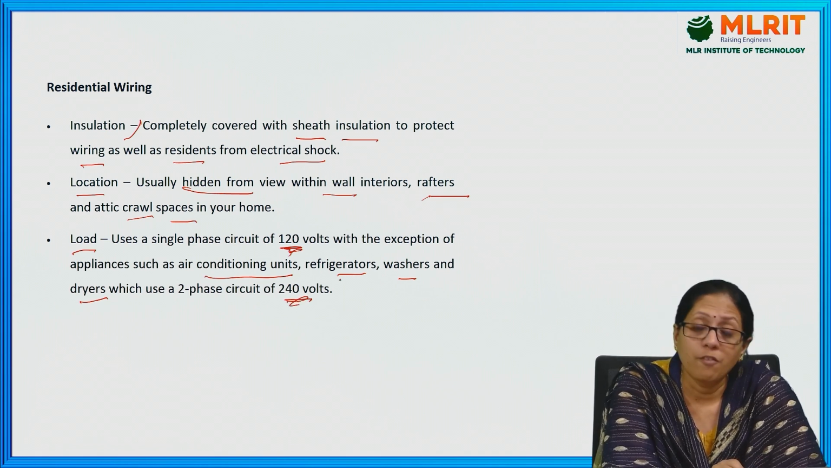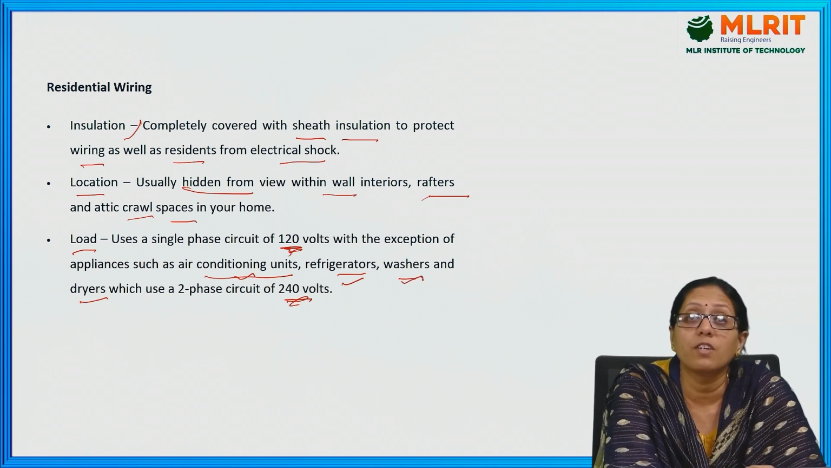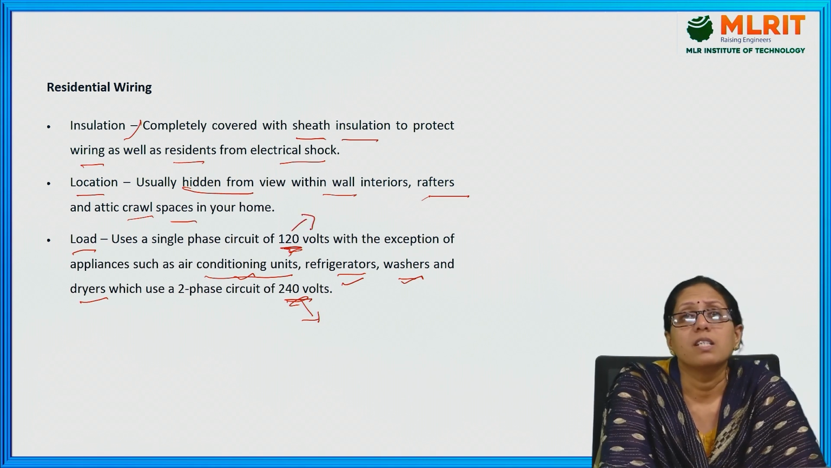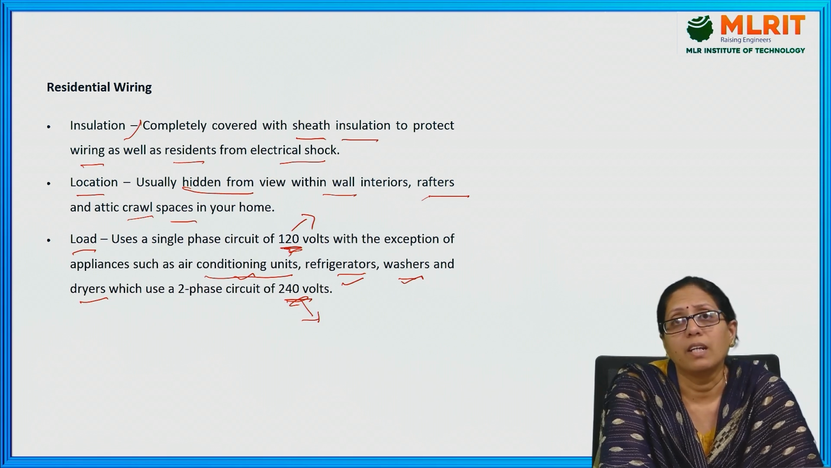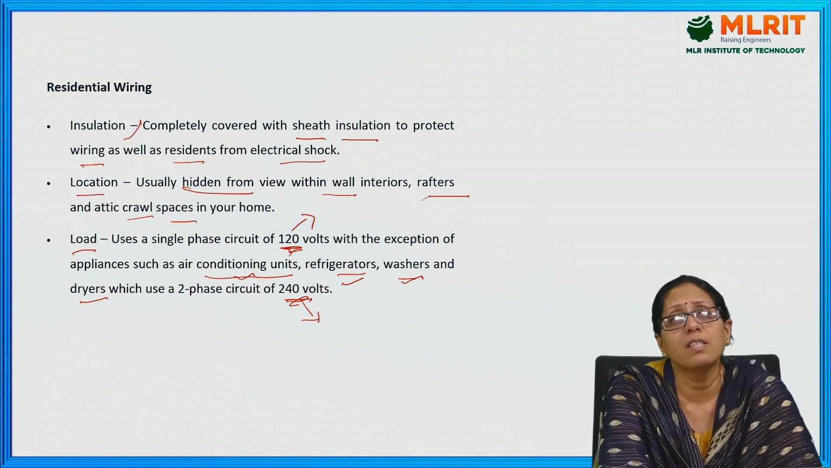Refrigerators, air conditioning units, washers and dryers all need a minimum of 240 volts, and for the remaining appliances like normal lights and fans, they require only 120-volt single phase. So residential wiring is mainly done for 120 and 240 volts with single-phase or two-phase circuits.